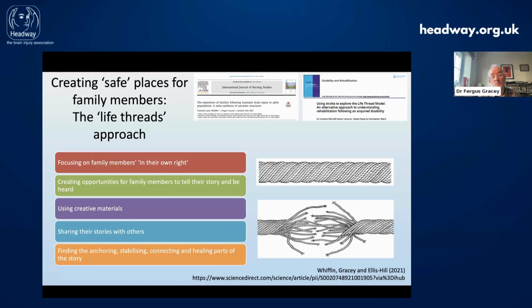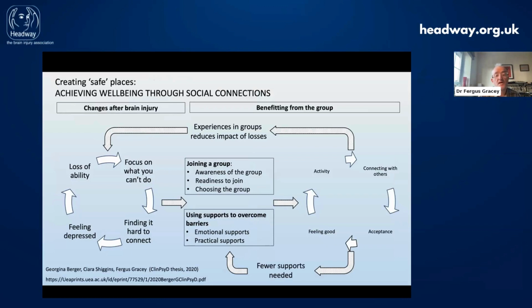And indeed, the work that we're doing is about supporting these processes in a way that could potentially be shared across different contexts, and it isn't about having a particular therapeutic expertise. And then the final idea in this is about gaining well-being through social connections, and this comes from research conducted by a clinical psychology trainee, Georgina Berger, now qualified.